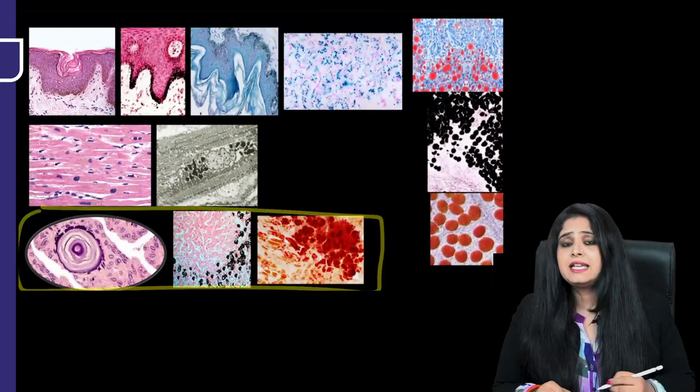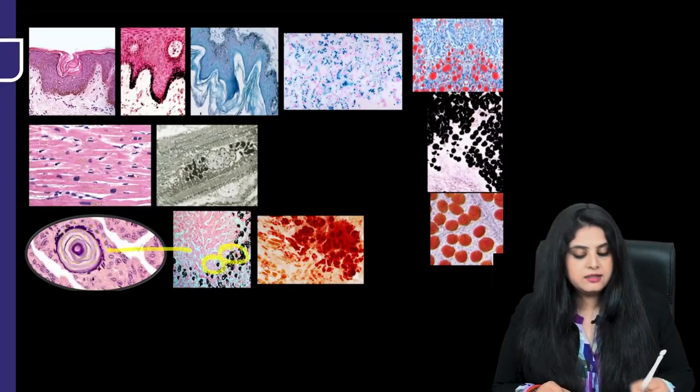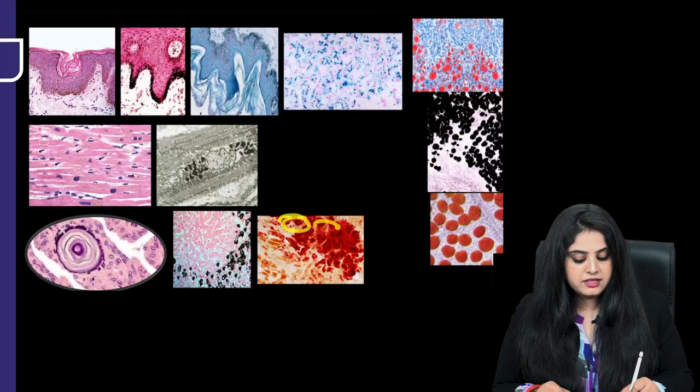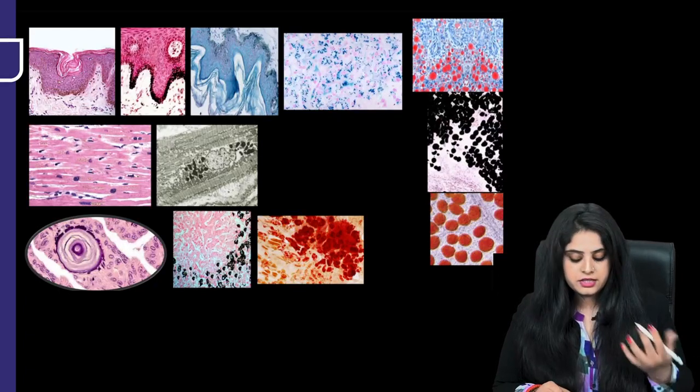Now talking about calcium, the round and round body is Psammoma body, the stains, the black color is von Kossa, and red color is alizarin red S. That is your 30-second review of all the things that you studied till now.